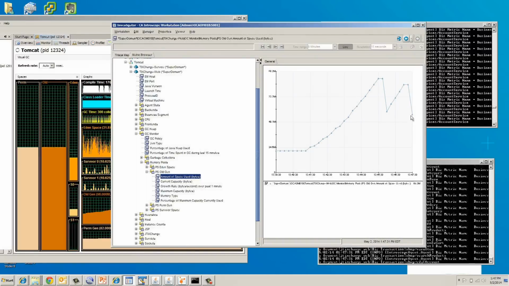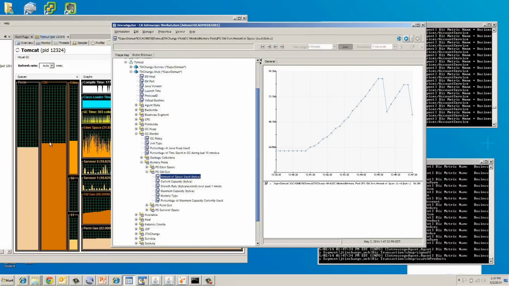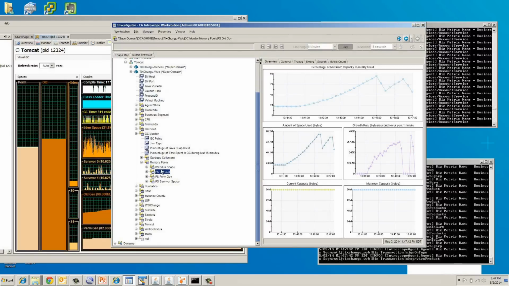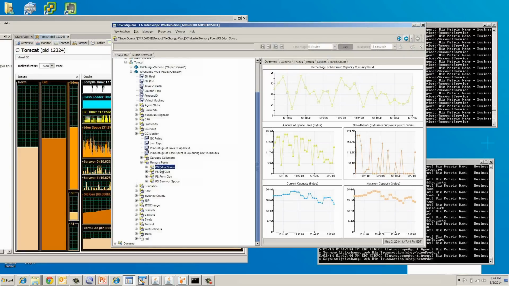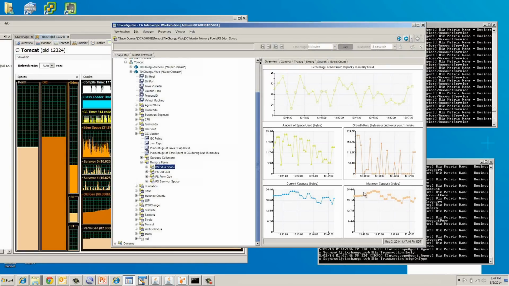And sure enough, there is the garbage collection that we saw in the Visual GC about 15 seconds later. And then the last one, let's take a look at the Eden space. Again, we want to see what the maximum is, and we see that it's configured around 24, 25 megs, and these are the memory being used, consumed.